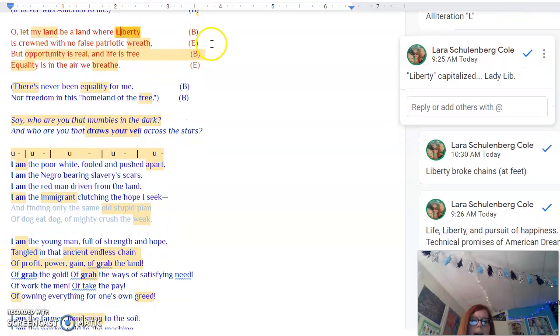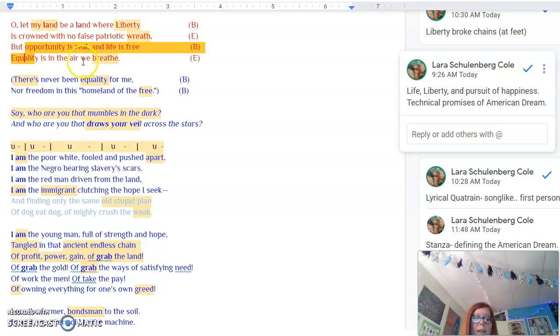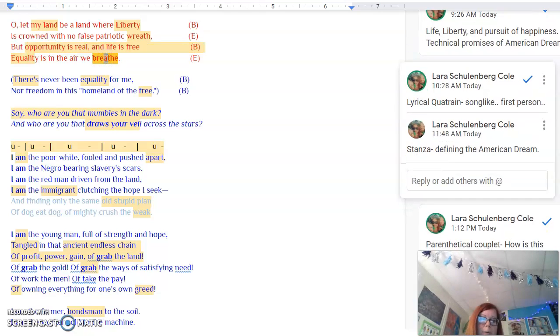It continues on, but I start to see over here a little bit of a change in my rhyme scheme. Still a little formal, but it's B-E, B-E. So I'm still keeping in the back of my mind how rhyme scheme is being used. I think opportunity and equality are all being referenced here, which is really reminiscent of life, liberty, and pursuit of happiness, these technical promises of the American dream. We feel like we take part in that dream and dream those dreams, that we should have access to those things. Equality is in the air when we breathe, meaning it's in the air, it's accessible.